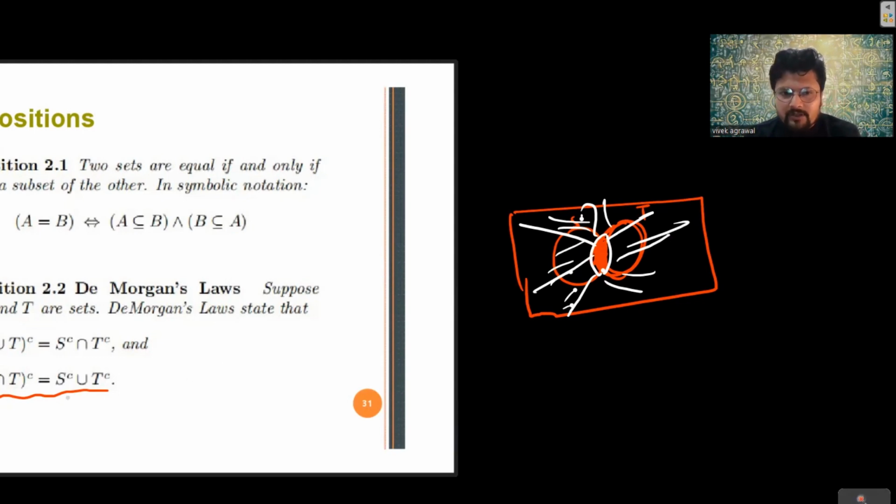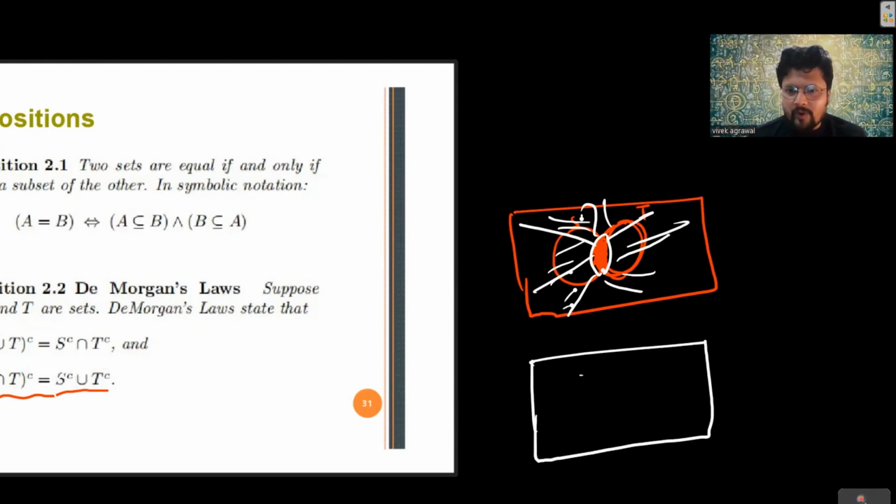What I can do for the right hand side, if I want to depict the same thing using a Venn diagram: S complement union T complement. So S complement is what? Whatever is outside of S, right? Now T complement is what? Whatever we have outside of T, right?